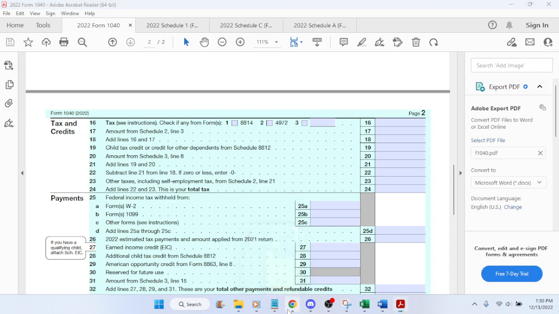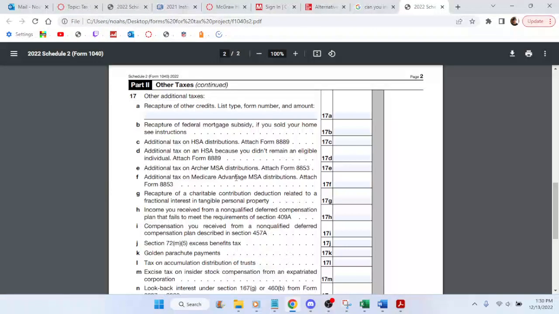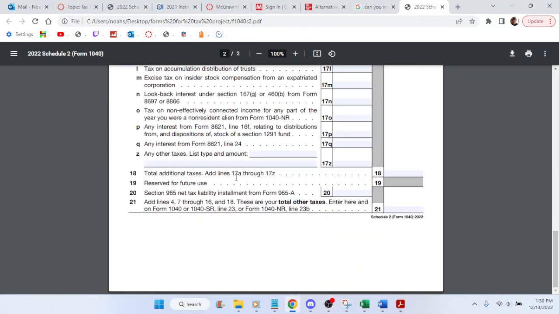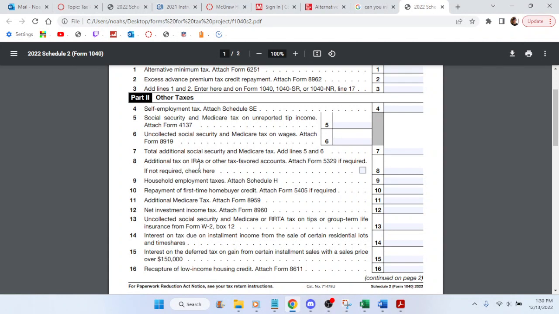Schedule 2, line 21, through 18. Self-employment tax. There might be an additional Medicare tax. I don't think so. The investment income tax. Like, those only apply to people who are way more wealthy than they are, I think. But there's going to be self-employment tax.